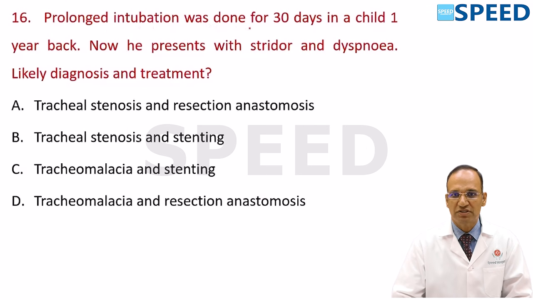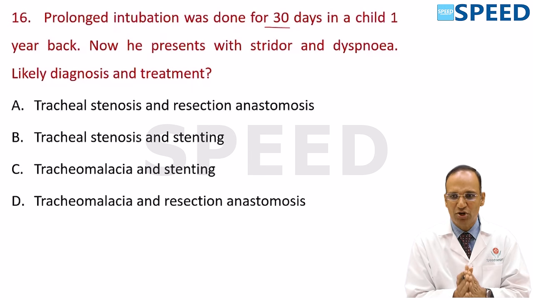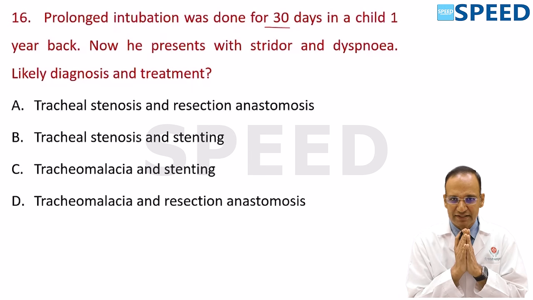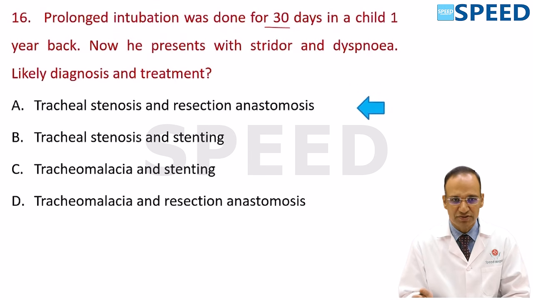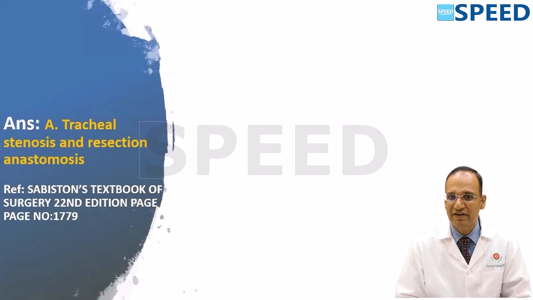Prolonged intubation was done for 30 days in a child one year back. Now he presents with stridor and dyspnea. What is the likely diagnosis and treatment? See, it's very, very clear. There is a history of intubation, and the patient has stridor and dyspnea. It's a tracheal stenosis. If there is a tracheal stenosis, you need to treat it with resection of the stenosis to correct it, and then you need to anastomose. So that's what has to be done. It's a very, very clear-cut case.